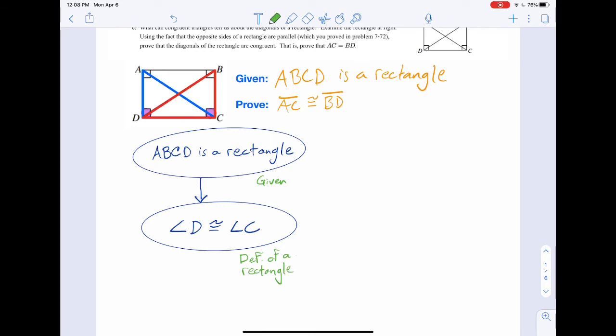Now you really could put a step in between these, because the definition of a rectangle is that D and C are right angles. And then another bubble showing, well, then they're congruent because all right angles are congruent. We're not going to put all that here. We're just going to leave it like this. But if your teacher wants to expand that and explain it more, they can do so when you check in with them.